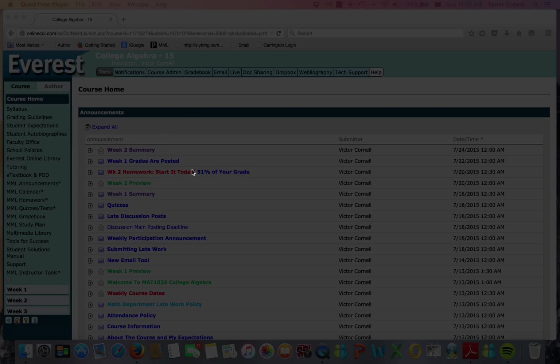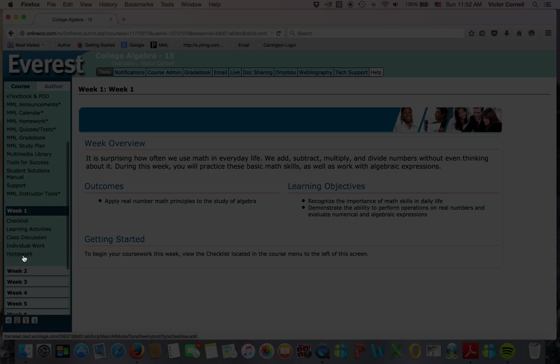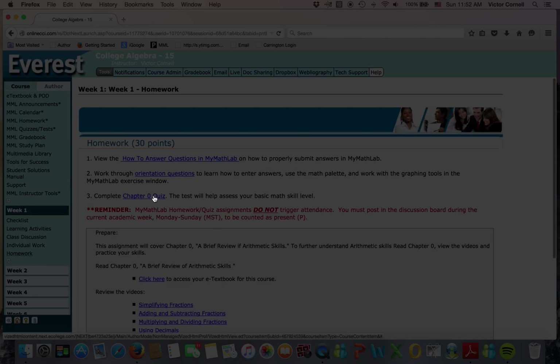Anyway, so here's what the course looks like when you log in. And so to get to the homework for week 1, we're going to start week 3 on Monday. But again, some people haven't finished week 1's quiz, so I'm going to click on week 1 and you'll get a pull down menu and then click on homework, and right there, chapter 0 quiz.